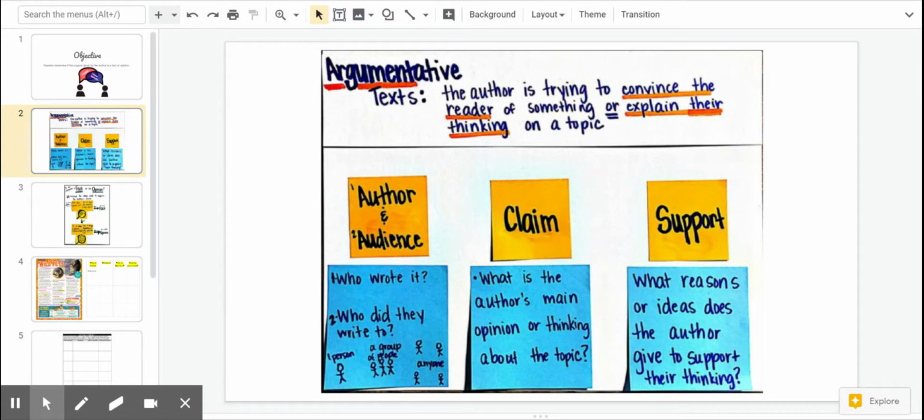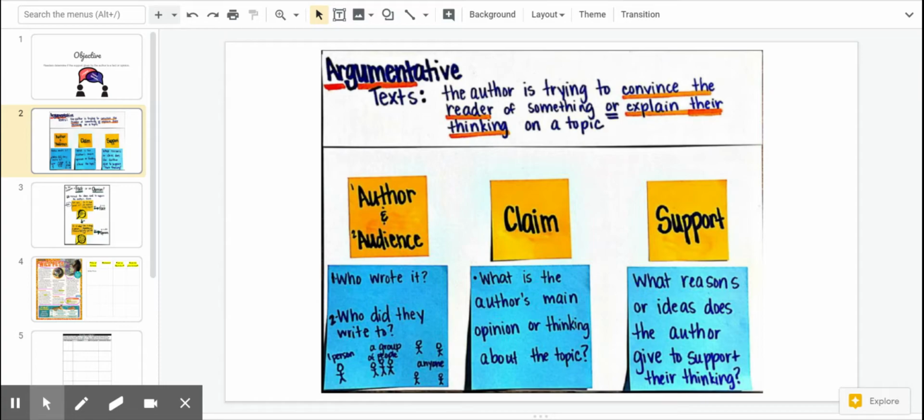So argumentative text is where the author is trying to convince the reader of something or explain their thinking on a topic. We talked last week about the author as the person that wrote it, and who did they write it for? That's the audience. A claim is the author's main opinion or their thinking about the topic. Okay, so what are they trying to get you to change your mind to? And then the support was the reasons or ideas that the author gives to support their claim.